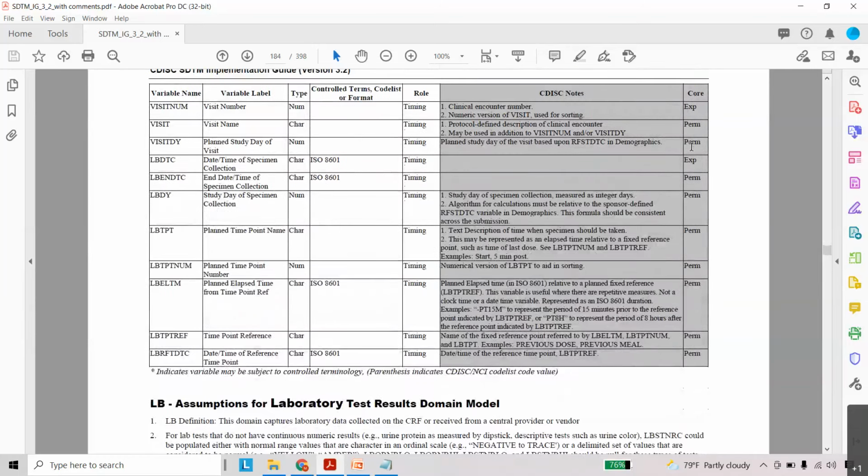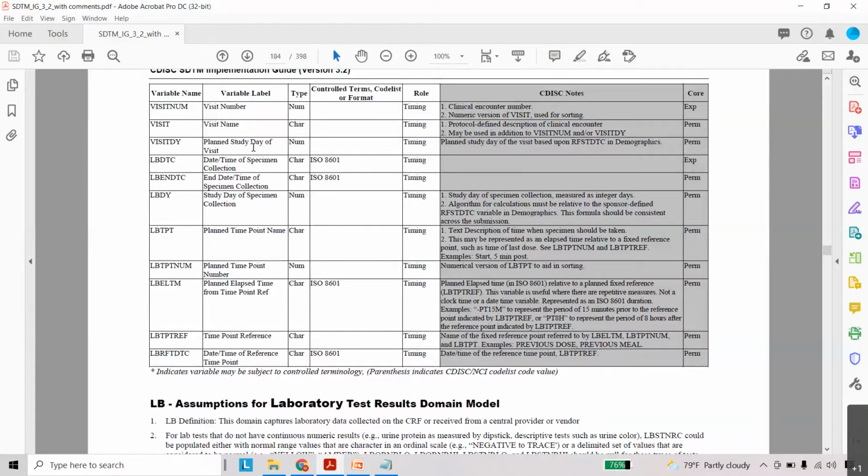Next one is visit number. If you see here, visit number, visit and visit day. Visit number is an expected variable and visit day is a permissible variable. These are the visit numbers of a particular subject during the clinical study for that particular test. Next one is the visit day. This is also the planned study day of a particular visit. Usually it is calculated based on RFSTDTC.